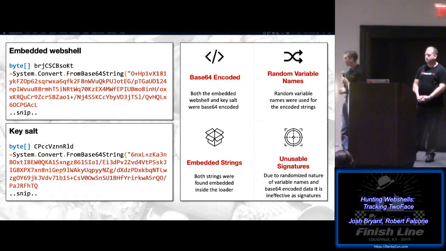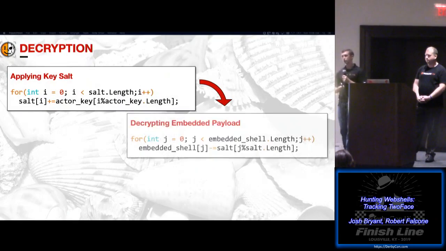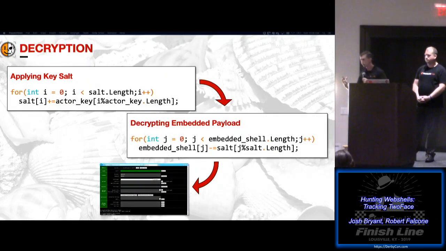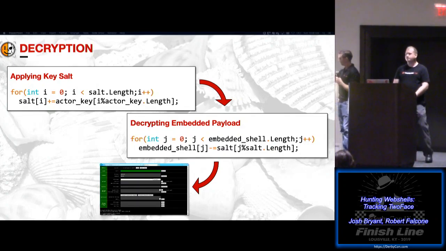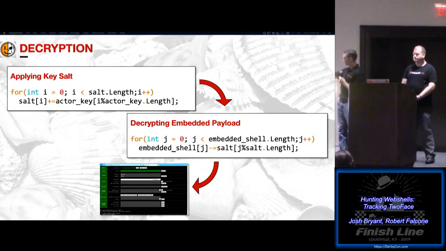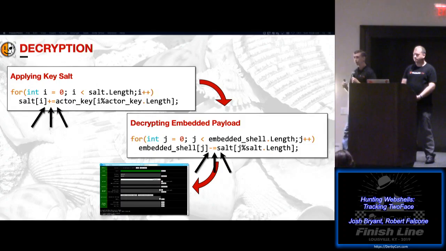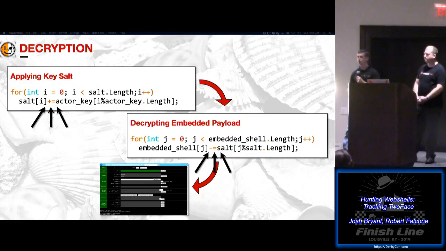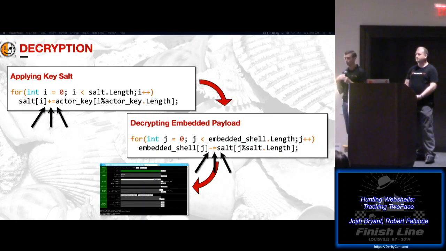Well, remember the installation process I mentioned, that the actor had to provide a key that was then modified by a salt? Well, this is the process that it uses to do that. After it applies the salt to the key, it uses this for loop to decrypt it, and then you get your payload. I don't know if you can see in the way back, but they're just using addition and subtraction to modify these things. And I'm not a crypto guy, but addition and subtraction are really bad operators to be using for any sort of cipher.